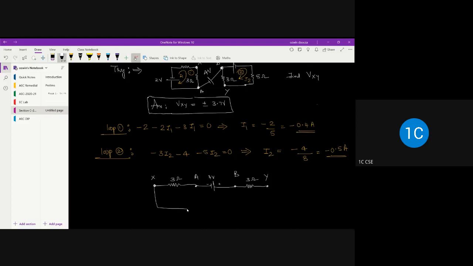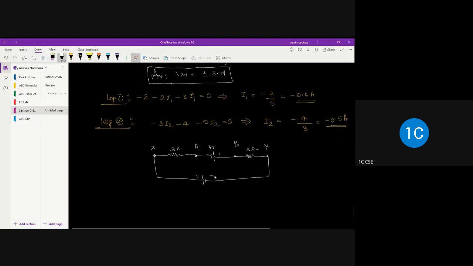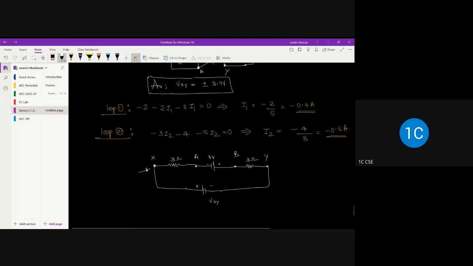And across the nodes X and Y, you are supposed to find the potential. Let us assume it as Vxy, a battery having an unknown potential. Just conveying the same meaning, that you're trying to find the potential across node X and node Y. So that is being denoted by this battery with an unknown potential Vxy. And we are moving in this direction, right? We are going from X to Y. So it is something like clockwise traversal.